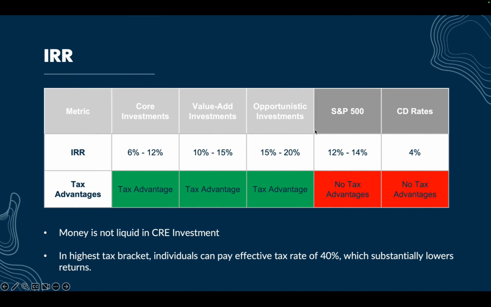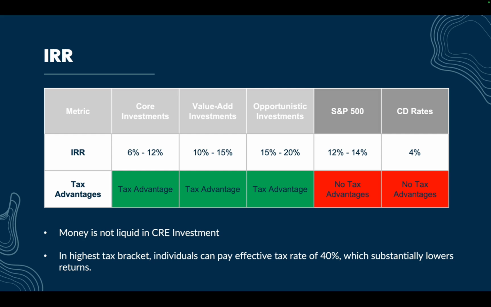Just to compare to other non-real estate investments, over the past 10 years the S&P 500 has returned 12 to 14% every year for IRR. CD rates have been changing quite a bit right now, but you could get one for about 4.25 to 4.5. The lowest you'll see is 4%. So I just wanted to give you some comparison.